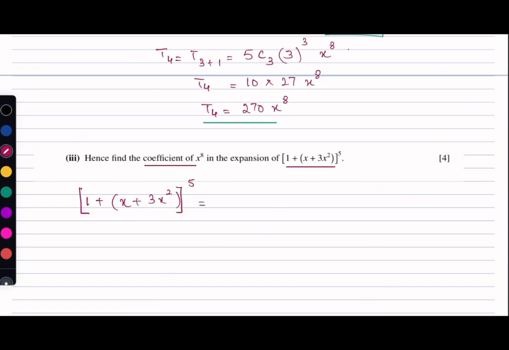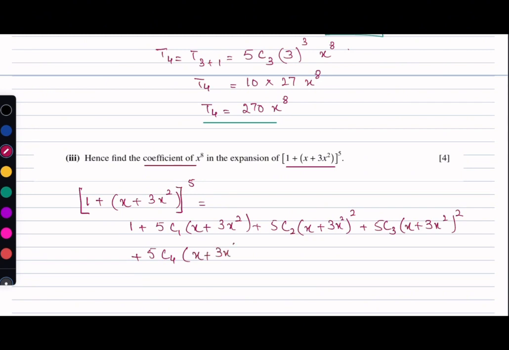So with n as 5, if I do the expansion, then the expansion here is going to be 1 plus 5c1 (x plus 3x squared), and then 5c2 (x plus 3x squared) the whole squared, and then 5c3 (x plus 3x squared) cubed, and then 5c4 (x plus 3x squared) to the power 4, and then 5c5, which is a 1, and (x plus 3x squared) to the power 5 here.